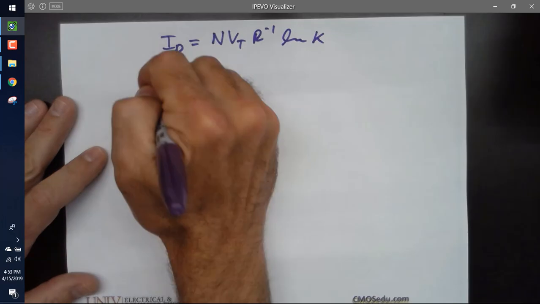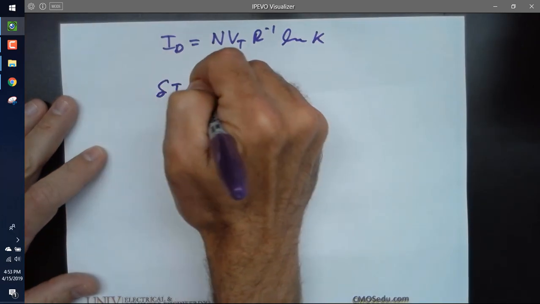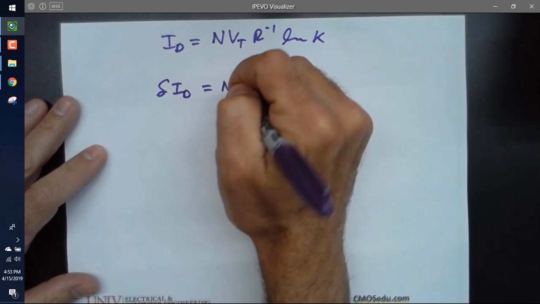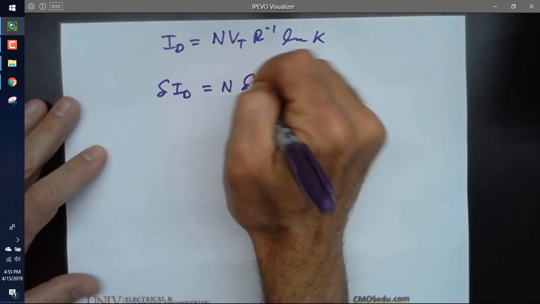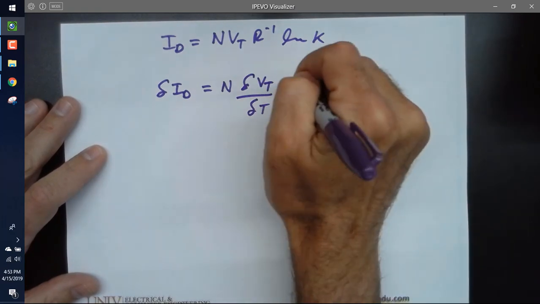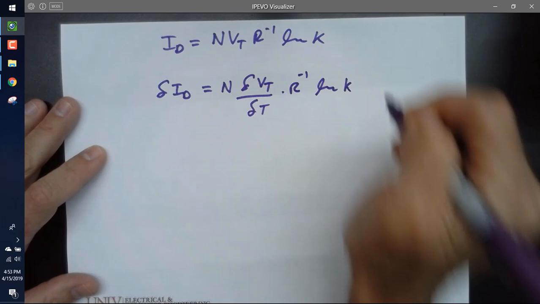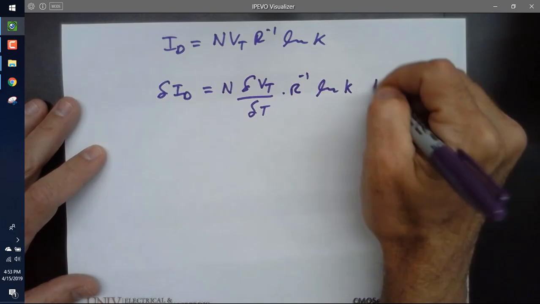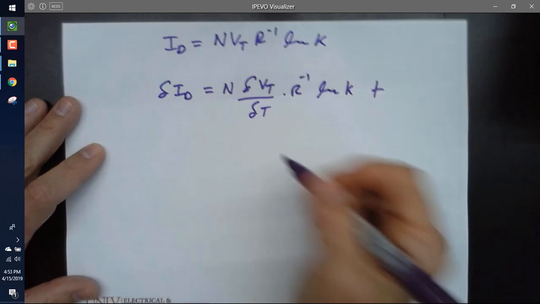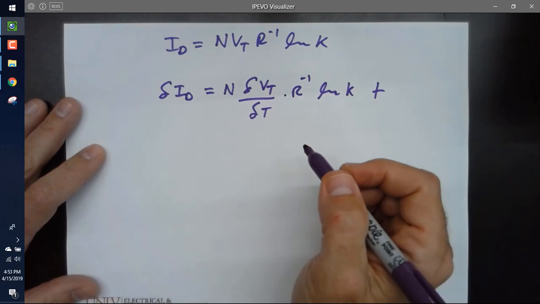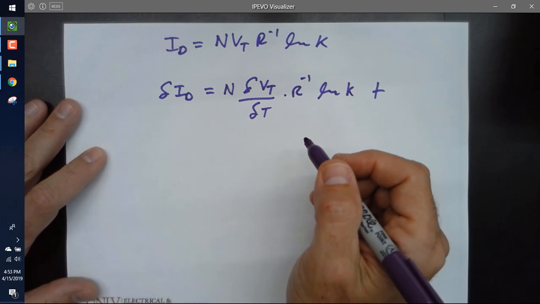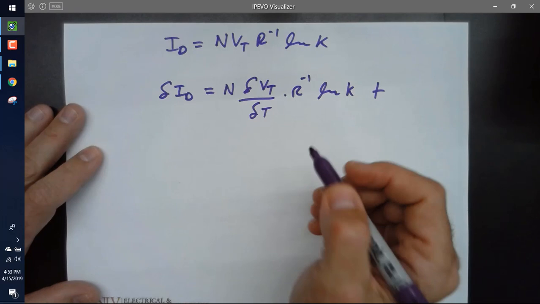So what I'm going to do is write del ID, and I'm going to write that as N times the derivative of VT with respect to temperature, times R to the minus 1 natural log of K, plus... and is it called product rule or chain rule when you do this? Product rule, all right. It's been 37 years since I took Calc 1, so I've got an excuse.